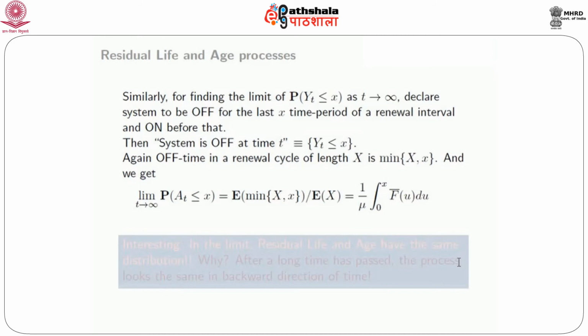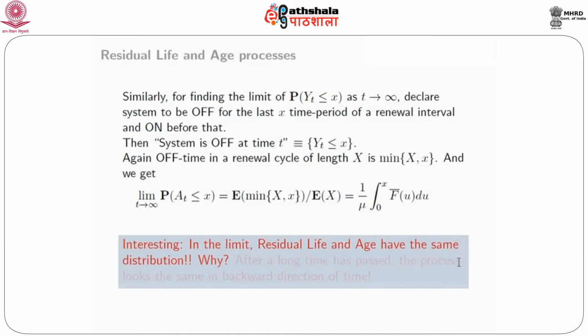Now you see what it is saying is very interesting. In the limit, residual life and age have the same distribution.